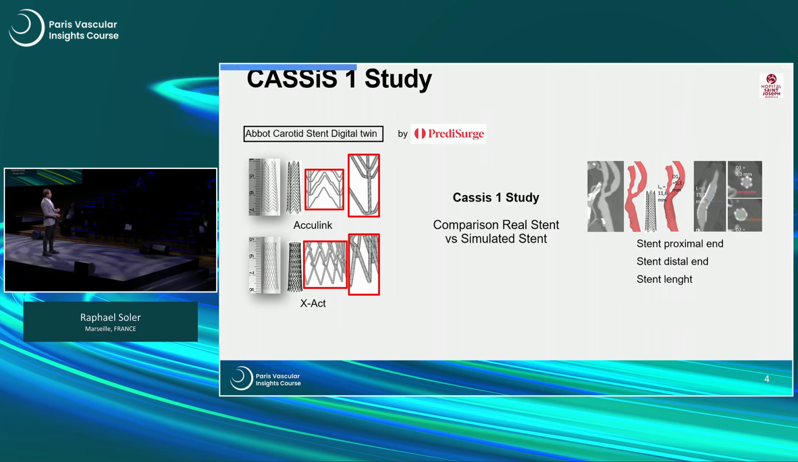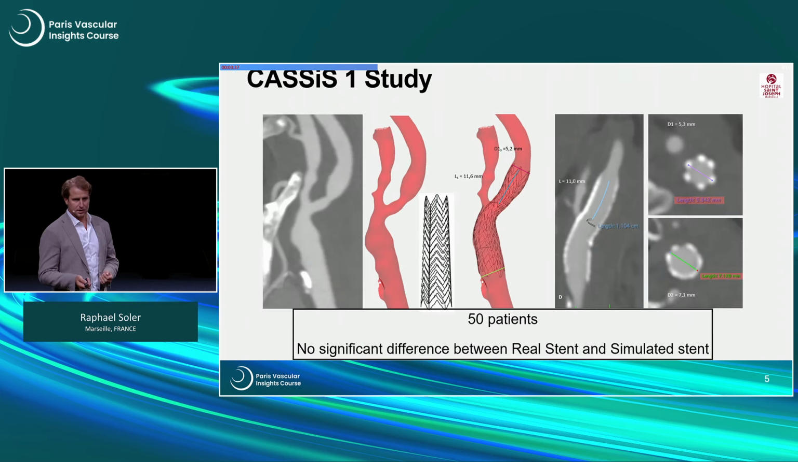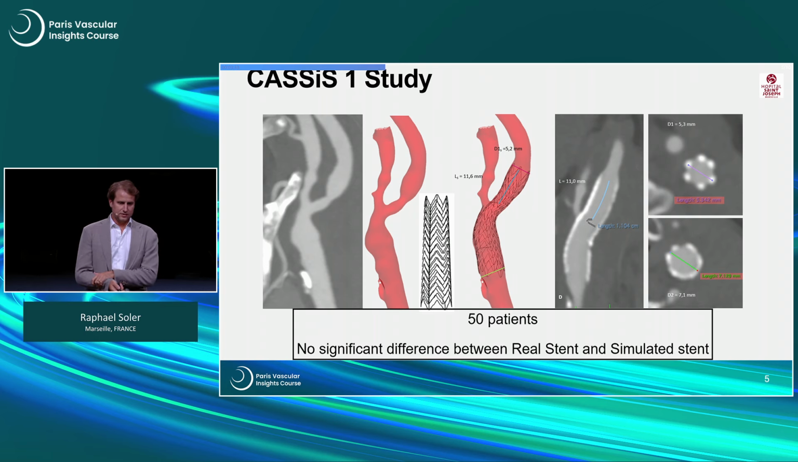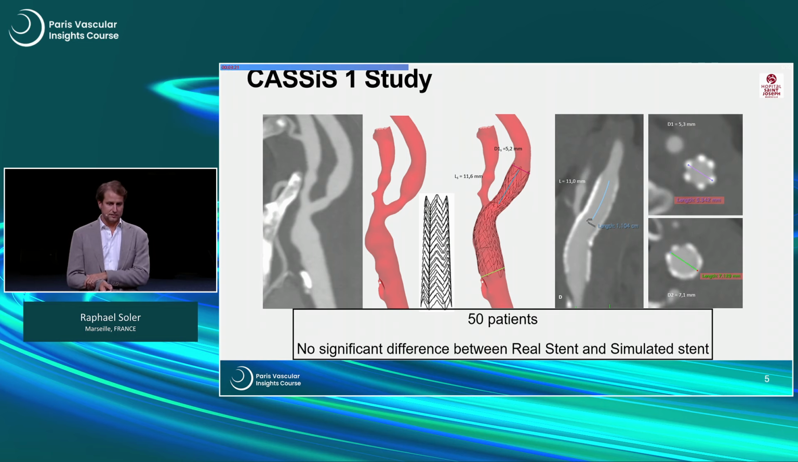the real implanted stent on the post-operative CT scan to the digital twin of the stent implanted on the pre-operative CT scan. To zoom in on this technology, you can see here the digital twin of the carotid artery and the digital twin of the Abbott stent, and the implantation of the stent in the digital twin. And on the right of the slide, you can see the post-operative CT scan.